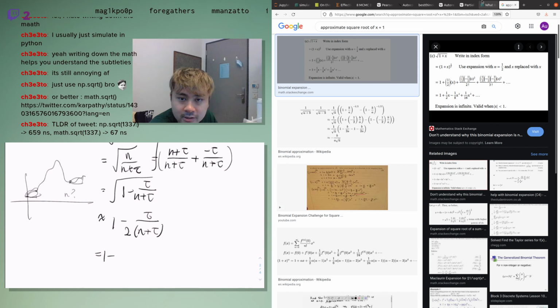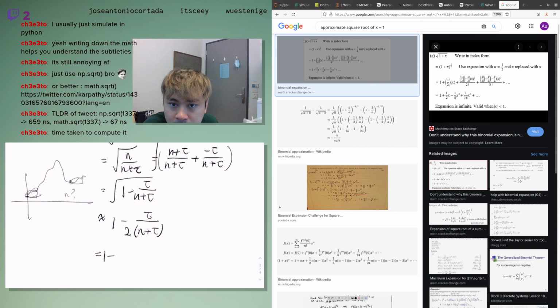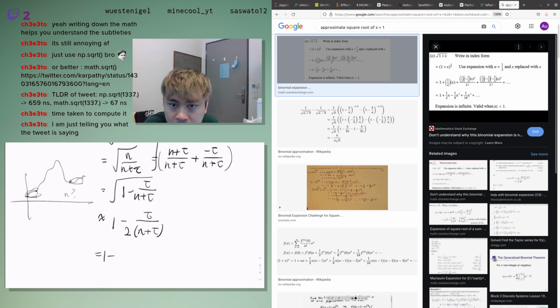Wait, I don't understand. What's the significance of 67 nanoseconds? Is that somehow significant? I'm not sure. Wait, how do I move my time taken to compute it? Yeah, square root, math dot square root. Okay, 1337, square root. Shoot, so numpy is slow. That's interesting.